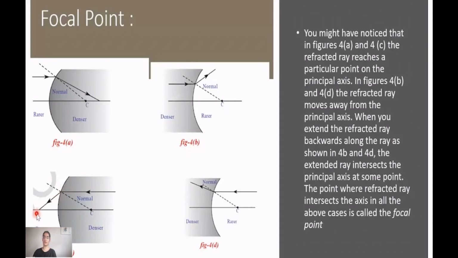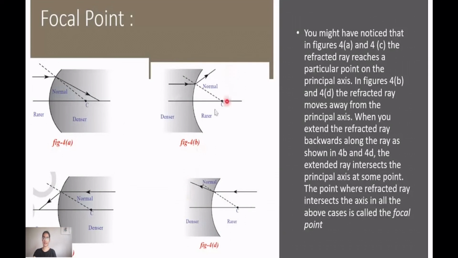In the cases of 4B and 4D, the light ray is incident parallel to the principal axis, again on the convex surface, but it is bending away from the normal. So it's not really meeting the principal axis at some point. In 4D also, on this concave surface, the ray coming parallel to the principal axis bends away from the normal. In both 4B and 4D, the refracted ray is not meeting the principal axis at any point.